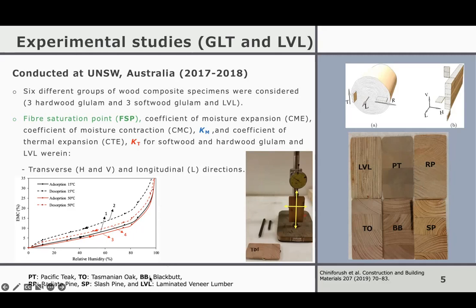And these are the wood species we use. So we use these acronyms to highlight the products we consider.